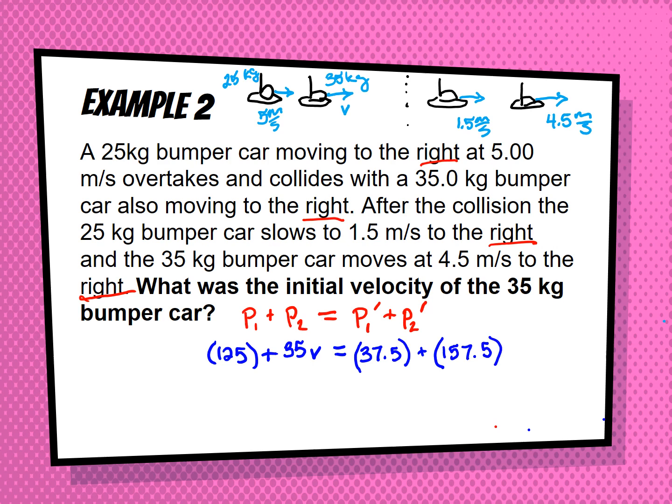And now we keep solving. So this should be 195 equals 125 plus 35v. 35v equals 70. So our initial velocity of the second car would be 2 meters per second.